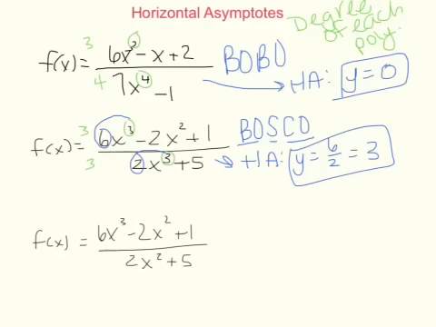So here's the next example, the last rule. I look at the degree. This one's a third degree. This one's a second degree. So in this case, it's bigger on the top, right? So bigger on top, there's no asymptote.